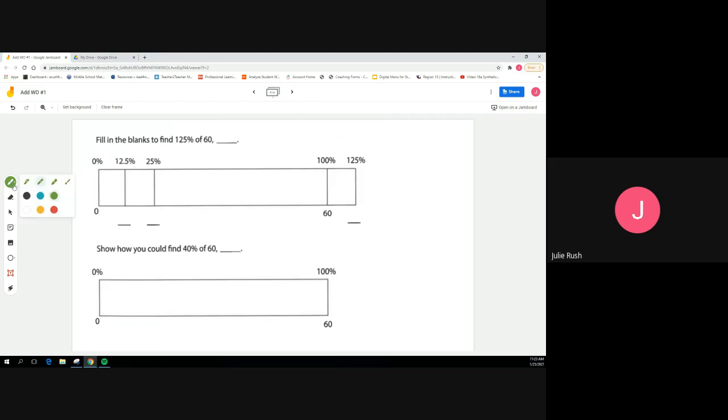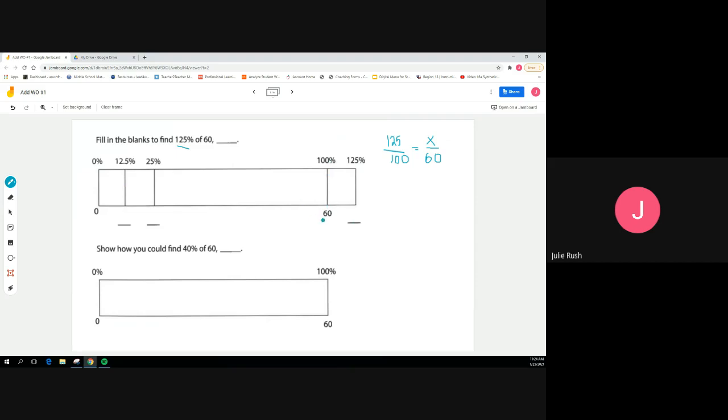All right, let's try our last one. Fill in the blanks to find 125% of 60. Notice now we're going to go above 60 to 125%, and percents can be greater than 100. If we wrote this as a proportion, the 125, since it's the percent, is still going to go over 100. And then our of 60 would look like this, x over 60, like so. But we're going to do it with our percent bar.